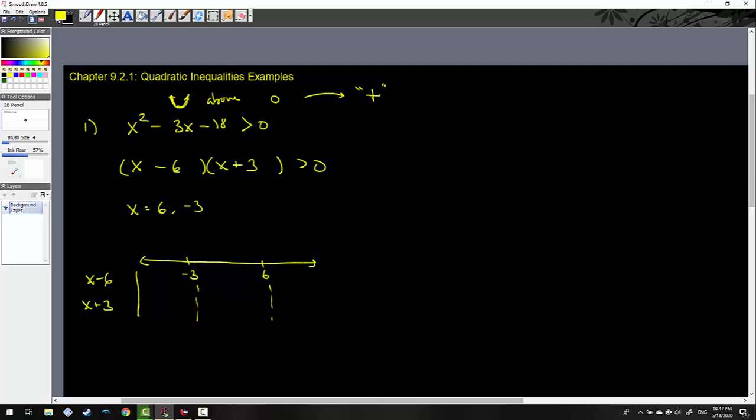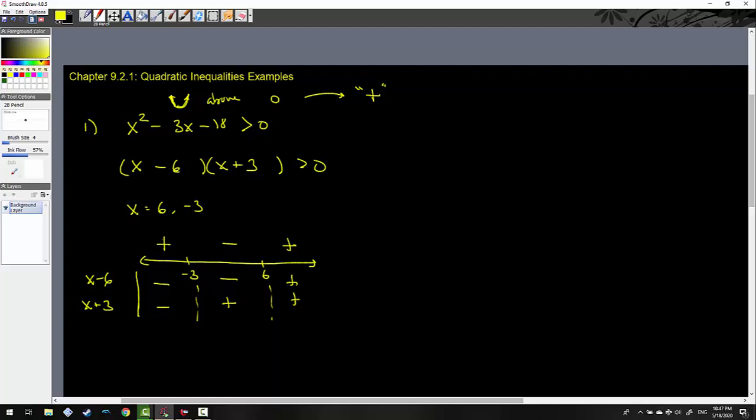So a number that's smaller than negative 3 is going to be like negative 5. So negative 5 into both of these guys will be negative. In between negative 3 and 6 is like 0, so that's going to be minus plus. And then beyond 6 is like 12, so plus plus. Meaning, again, with all of our inequalities, the terms are all being multiplied. So I got a plus here, a minus here, and a plus here.